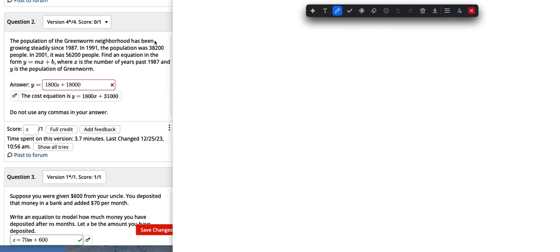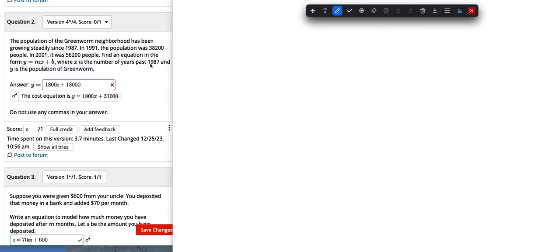Okay, so for this one, we're given that the population of this neighborhood is growing steadily. Since 1987, and then in '91 it was this much, in 2001 it was that much. Find the equation in the form y equals mx plus b, where x is the number of years past 1987. Whenever you see that, that's super important because that's telling you how to set up those ordered pairs and what to do with these years.